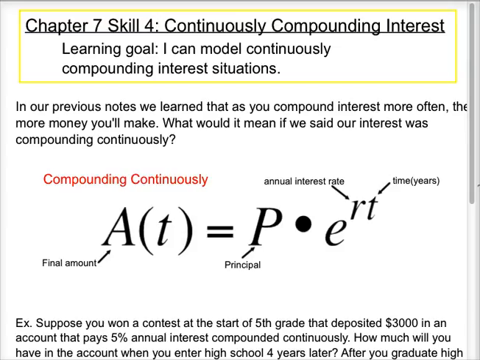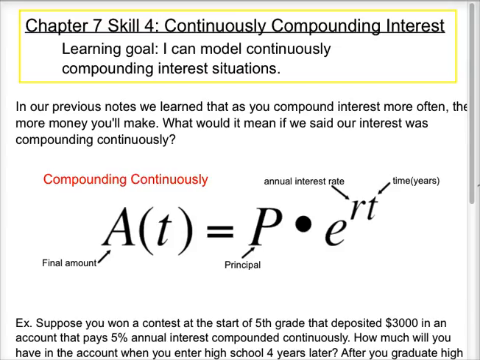So we get this equation here. A equals P e to the rt. P is still the amount that you handed the bank. R is going to be the interest rate, and t is time in years. And that e is a special number. It was calculated for this exact purpose.